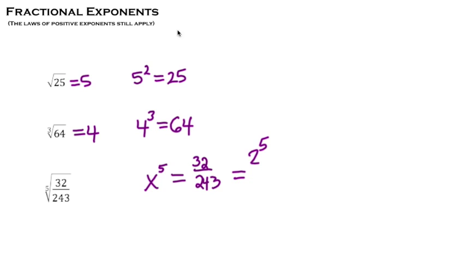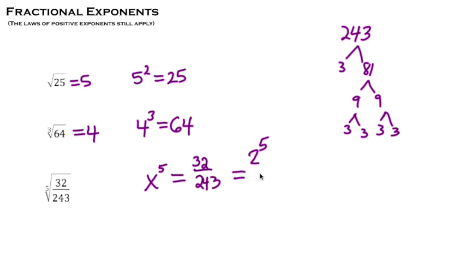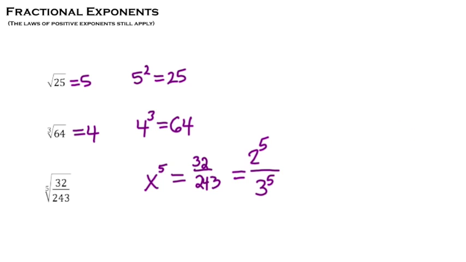with 243. Again, if I don't know what its prime factorization is, let's see, I know that's divisible by 3 because 2 plus 4 is 6 plus 3 is 9. And 9 is divisible by 3. And then as I move on from there, I see I have 3 times 3 times 3 times 3 times 3. So I get 2 to the 5th over 3 to the 5th. So now that I've simplified that, I can see that the 5th root of 32 over 243 is 2/3.